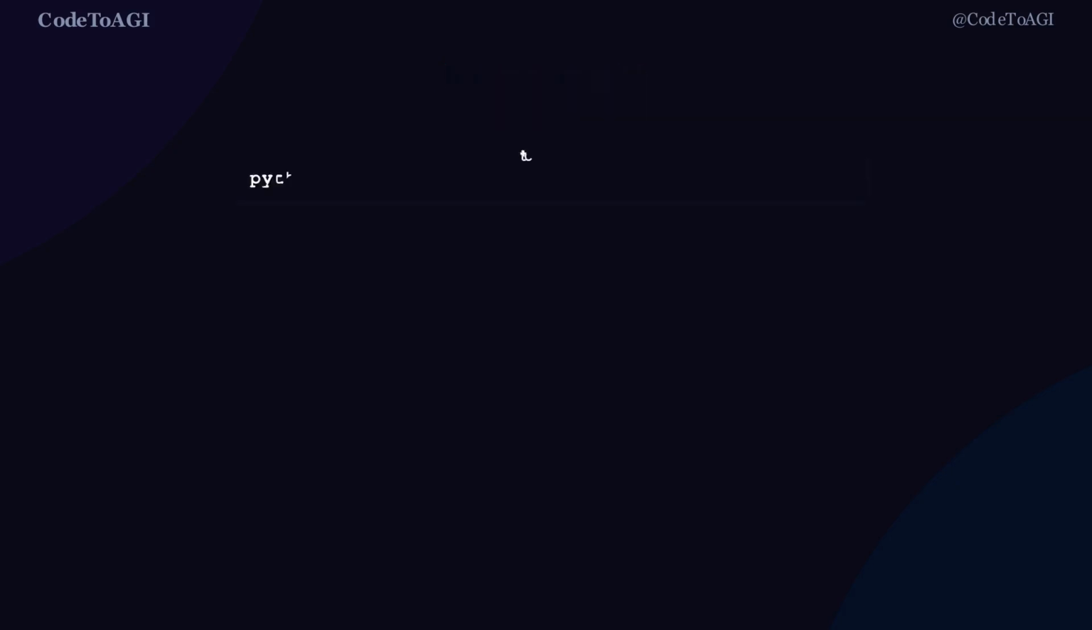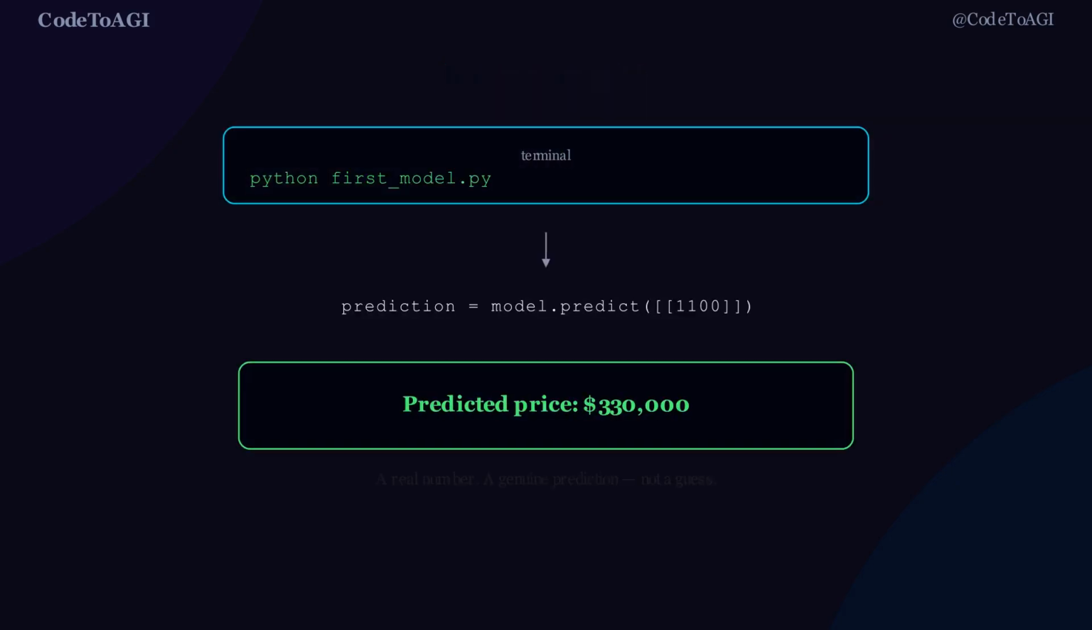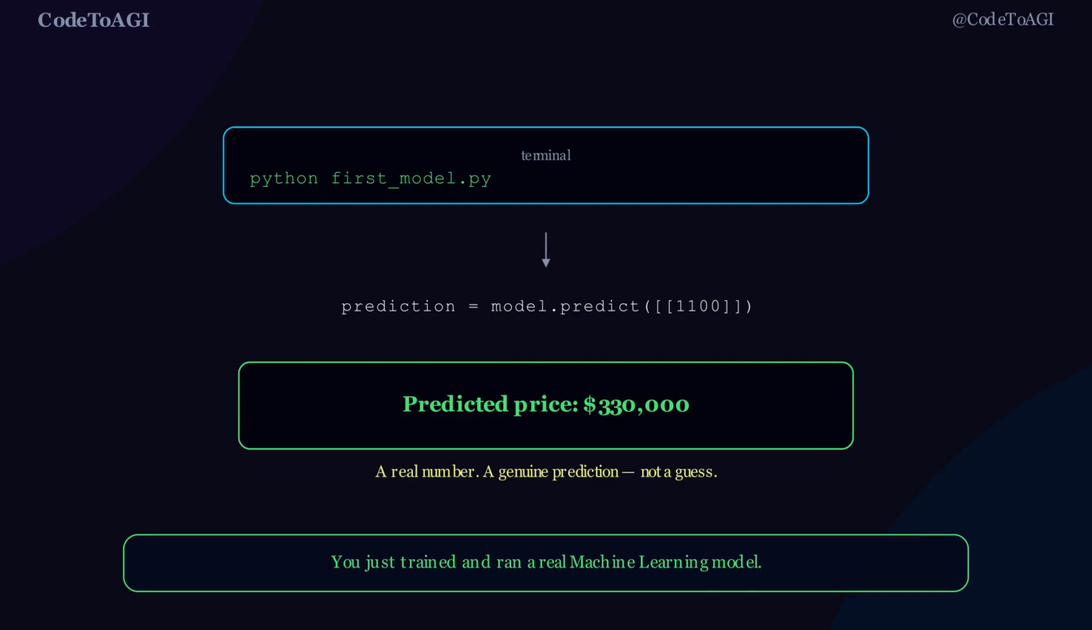Save the file. Run it. python first_model.py. The model studies 5 house sizes and their prices. Then we ask it to predict the price of a house it has never seen. And it prints a real number, a genuine prediction, not a guess. That's it. You just trained and ran a machine learning model. Everything from here is going deeper into what just happened.